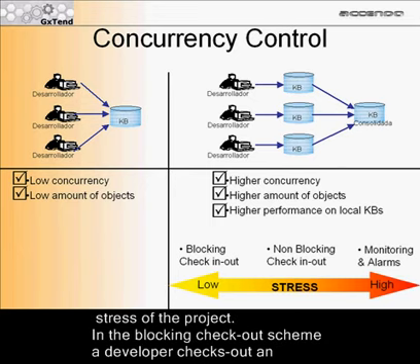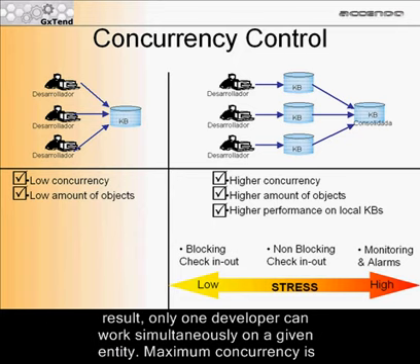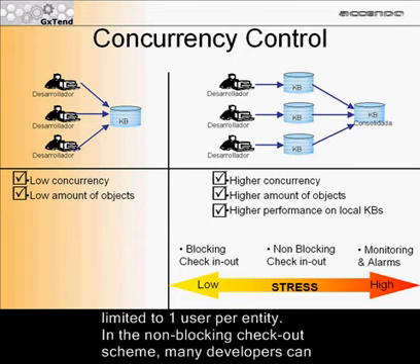In the blocking checkout scheme, a developer checks out an entity, and right after that no one else can check it out until it is checked in again. As a result, only one developer can work simultaneously on a given entity. Maximum concurrency is limited to one user per entity.